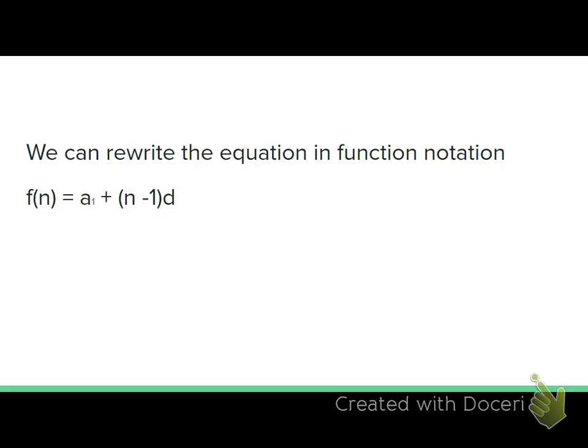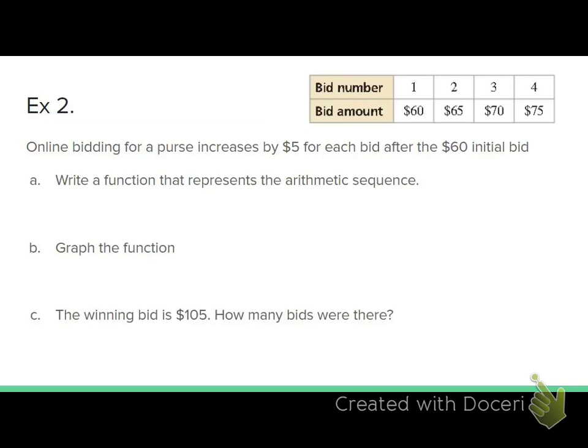We can rewrite the equation in function notation. So instead of an a sub n, you can write it with f of n. I don't know that I'll be super picky about whether you write it in the normal notation or the function notation. Literally the only thing that changed was instead of a sub n, we had f of n. Just a different way of writing it. All right.